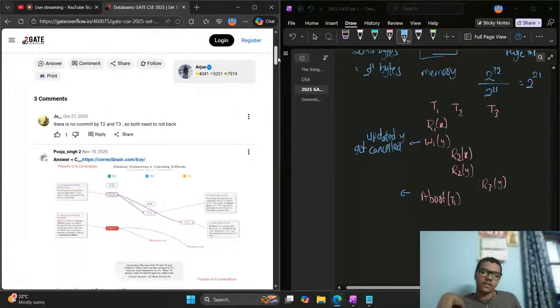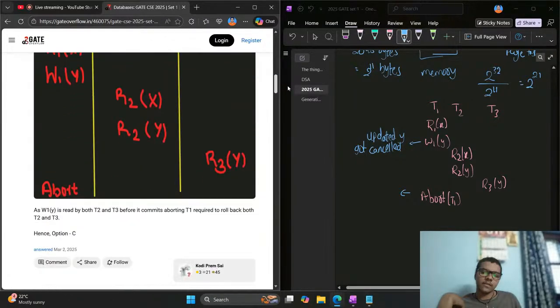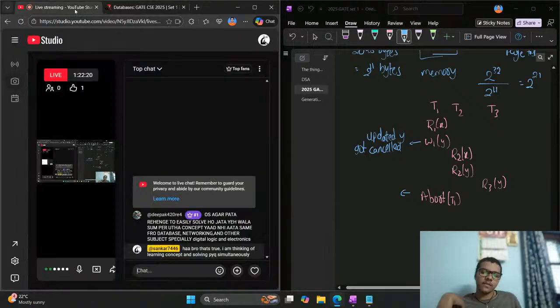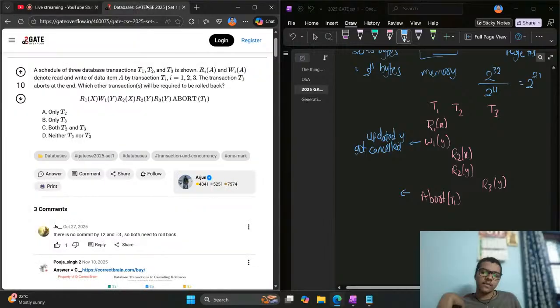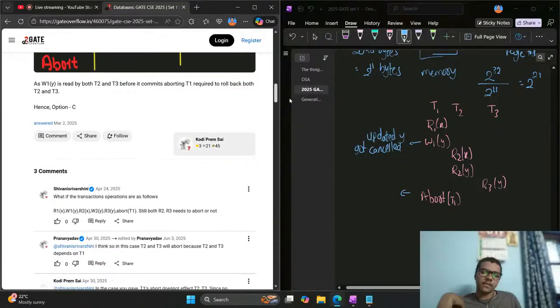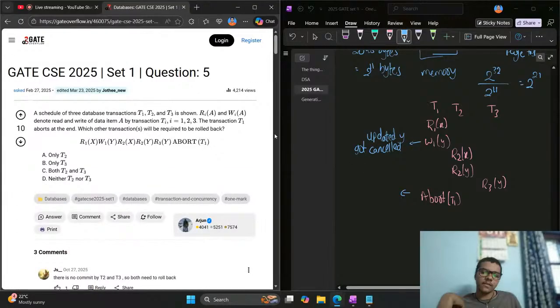Yeah. Since W1 Y is read by both T2 and T3, if T1 aborts, it is required to roll back both T2 and T3. Wow. I solved a database question. Wow, I solved a question.